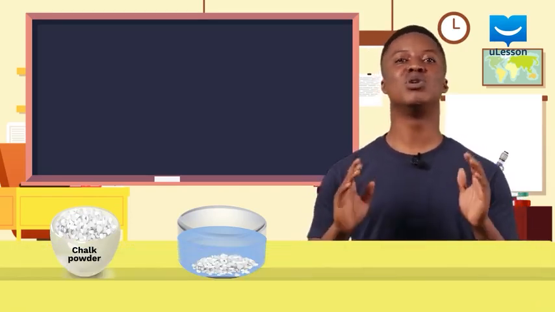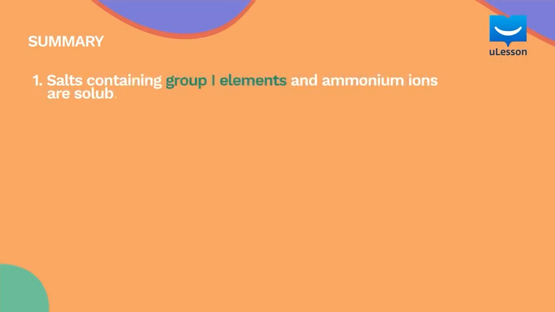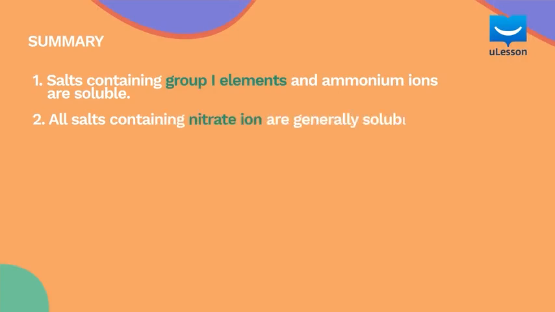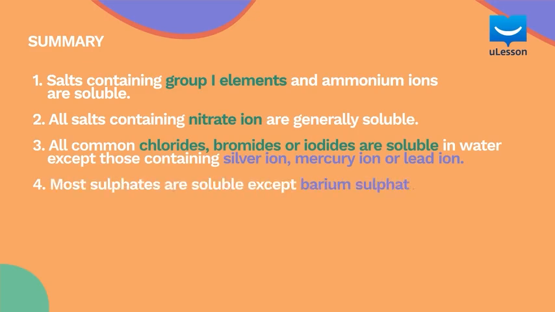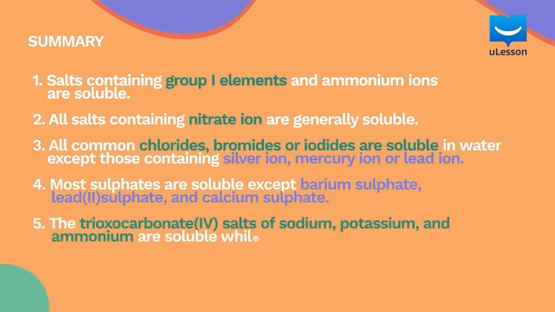A simple summary of the solubility rules which we have discussed in this lesson are the following. 1. Salts containing group 1 elements and ammonium ions are soluble. 2. All salts containing nitrate ion are generally soluble. 3. All common chlorides, bromides, or iodides are soluble in water, except those containing silver ion, mercury ion, or lead ion. 4. Most sulfates are soluble except barium sulfate, lead sulfate, and calcium sulfate. And lastly, the trioxocarbonate(IV) salts of sodium, potassium, and ammonium are soluble, while all others are not.